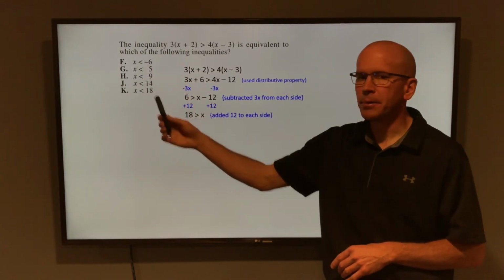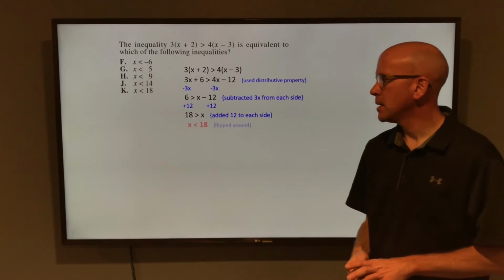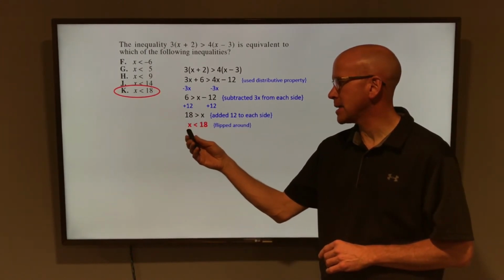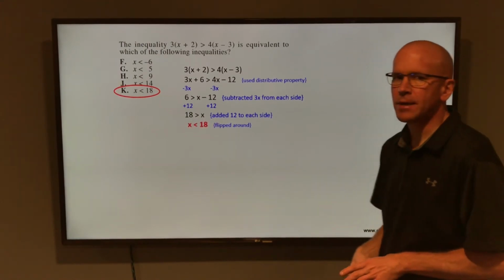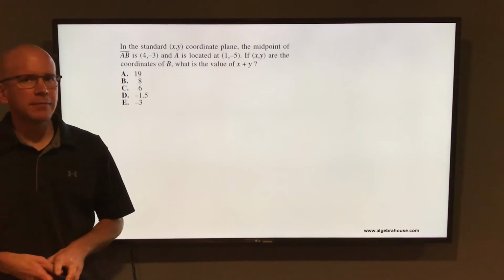That's not showing up here, but if you flip this around, take this x and just drag the whole thing around, it's going to match up with x is less than 18. 18 is greater than x is the same as x is less than 18. Letter K is it.